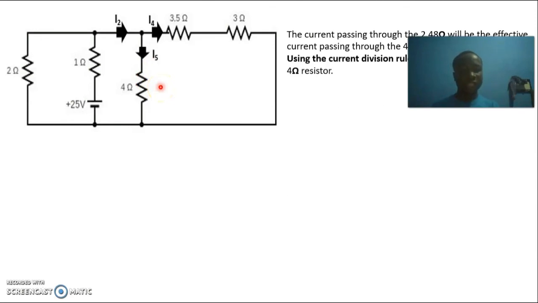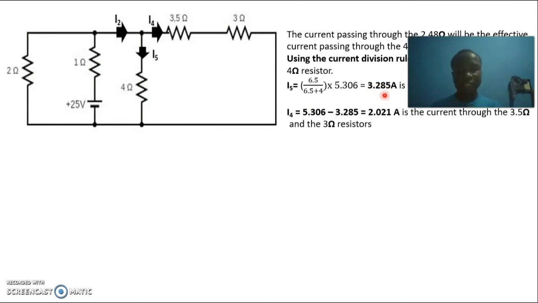So let's do that. So using the current division rule, we are finding the current in the 4 ohm. So we take the summation of these two resistors, which is 6.5, and we divide by the summation of the 6.5 plus the 4 ohm, which will give us 3.285 ampere, which will be the current to the 4 ohm. So when we subtract this current from the total current which is coming, we get the current that will flow through the 3.5 and the 3 ohm.